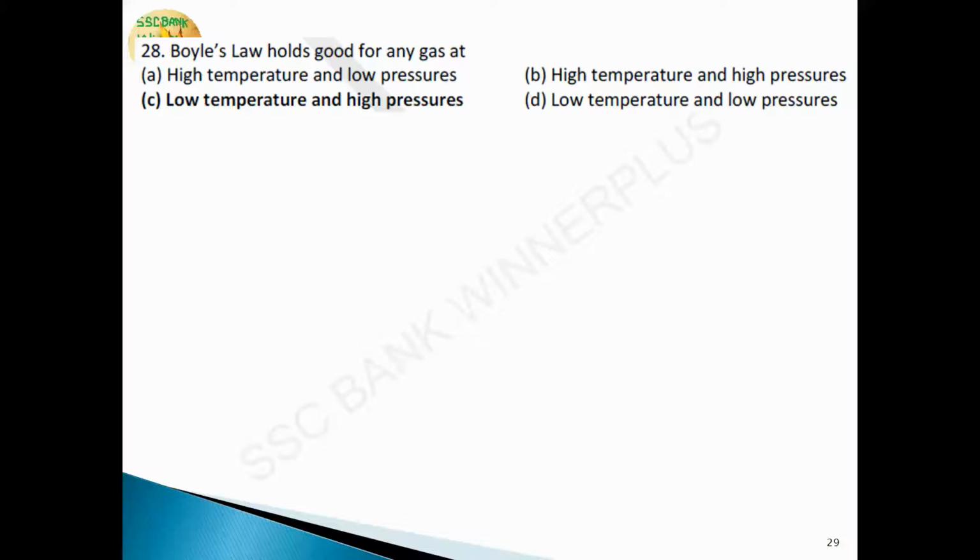Boyle's law holds good for any gas at low temperature and high pressure. What is Boyle's law? Boyle's law states that at constant temperature, the volume of a given mass of gas varies inversely proportional to the pressure. That is, the volume V is inversely proportional to pressure. That is Boyle's law, at a low temperature and high pressure.